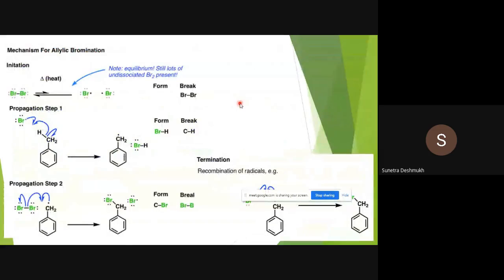Next we will see the mechanism for allylic bromination. There is initiation, propagation, in which there are two different steps, and here is the termination stage. First one, initiation. We are doing bromination with Br2, bromination of the benzylic methyl group. That one we will do first. How Br2 will add by a free radical mechanism to the benzylic methyl group, that one we do.